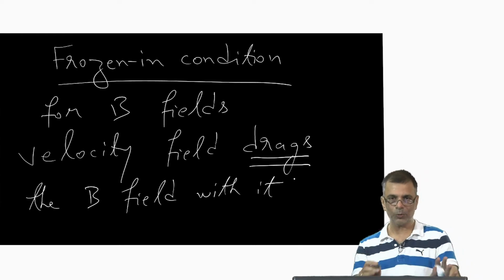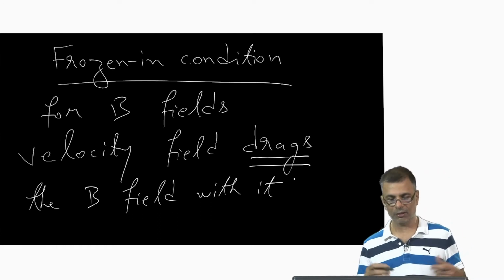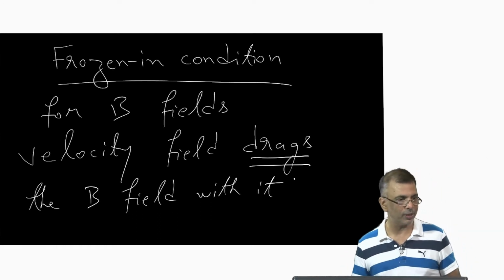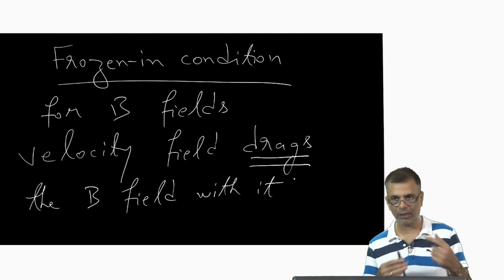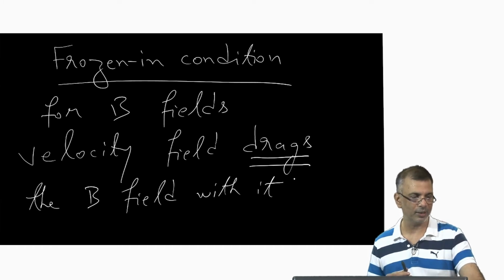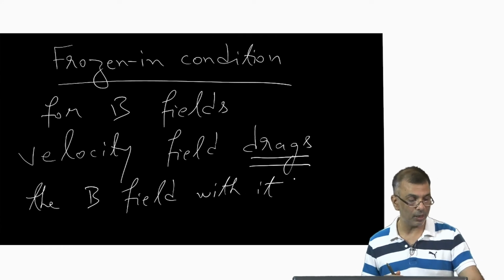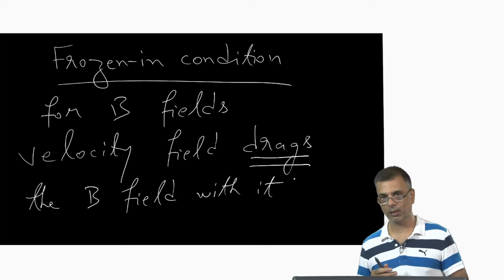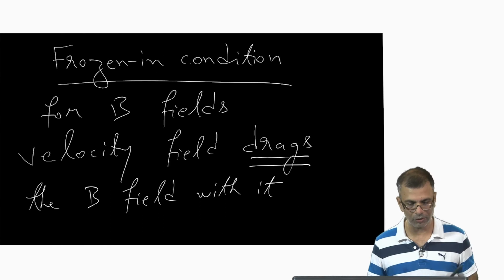So, let us see how much we understand. The frozen-in condition essentially says that the velocity field drags the B field with it, so let us try to see, given this, what components of the magnetic field can be generated and how the overall magnetic field is sustained. As it happens, there is something called an anti-dynamo theorem, and I am not going to elaborate on what this is. You can Google it. It is called Cowling's anti-dynamo theorem.